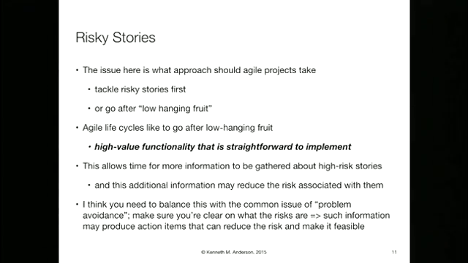Now, one risk that you have, and this is just because we're all human, is this question about what approach Agile projects should take? Should we tackle risky stories first, or should we go after low-hanging fruit? This is a well-understood, easy feature. We can have this done, no problem. Let's go after that. And that's fine. You can always do that, as long as you're not using it as problem avoidance. Like, I'm scared of this risky story. Let's just do all the easy stuff first.